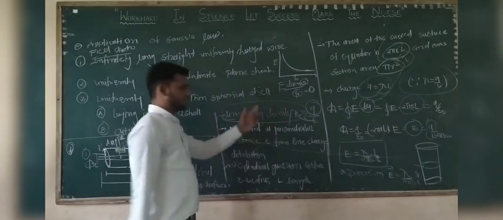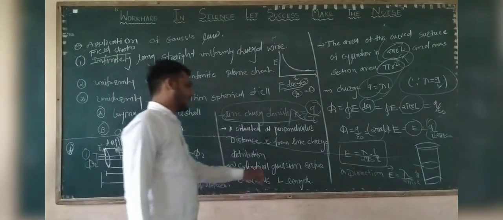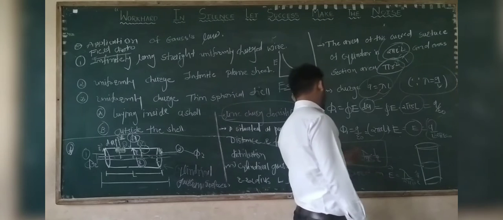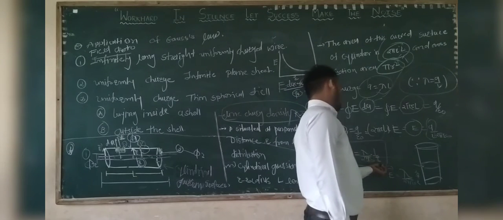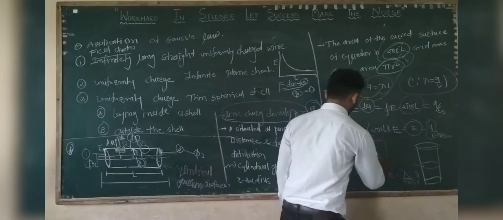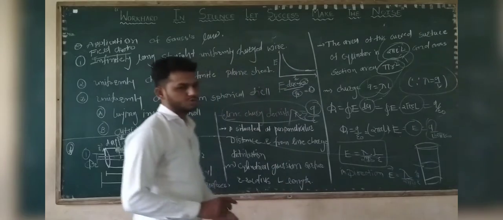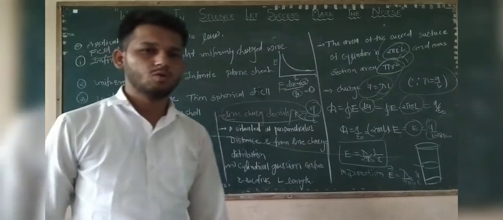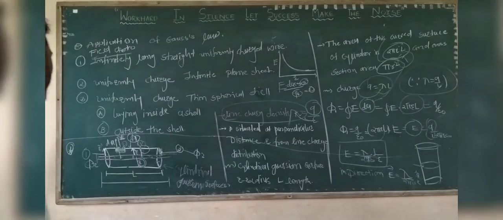So see this one, it is our graph. See what will happen: if E is increased, then r is decreased; if r is increased, then E is decreased. When r increases, our electric field is going to decrease because it is inversely proportional to r. So this is our topic.